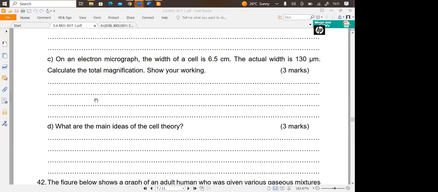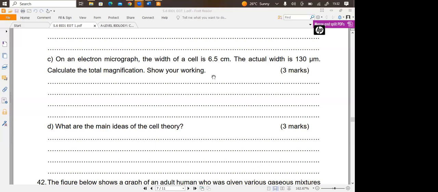So as you can see, the question says that the width of the watch of the cell is 6.5 centimeters, and the actual width of the watch of the cell is 130. So for me, I first converted 6.5 centimeters into what? It's like 6.5 times 10,000 micrometers. Then I got my answer as 65,000 micrometers. So I again came back to the actual width. So actually what I did, I said 65,000 over 130.